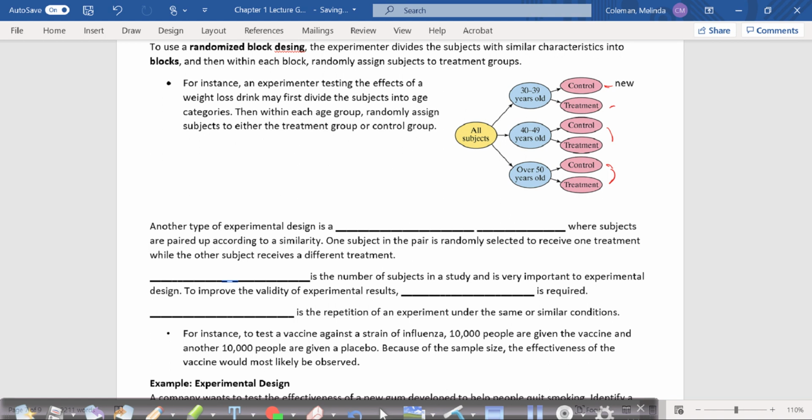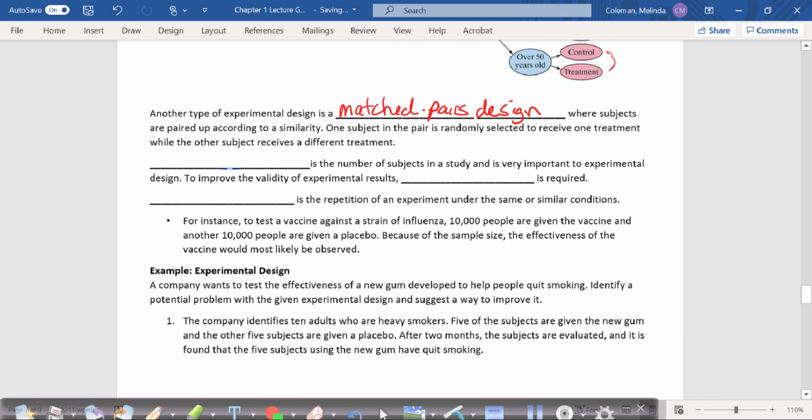All right, another type of experimental design is called a matched pairs design. And this is where subjects are paired up according to a similarity. One subject in the pair is randomly selected to receive one treatment while the other one receives a different treatment.